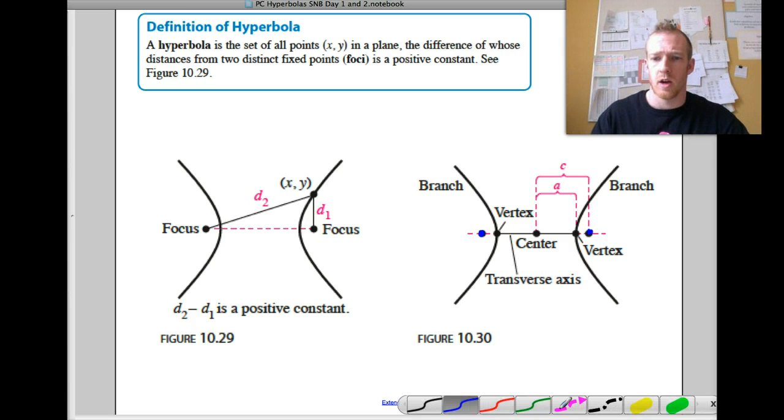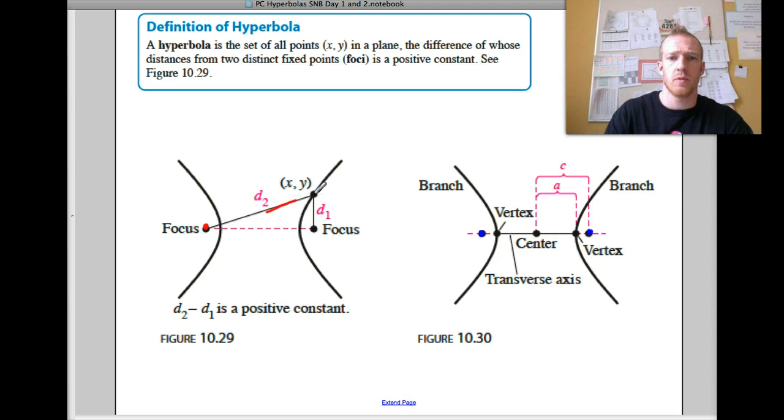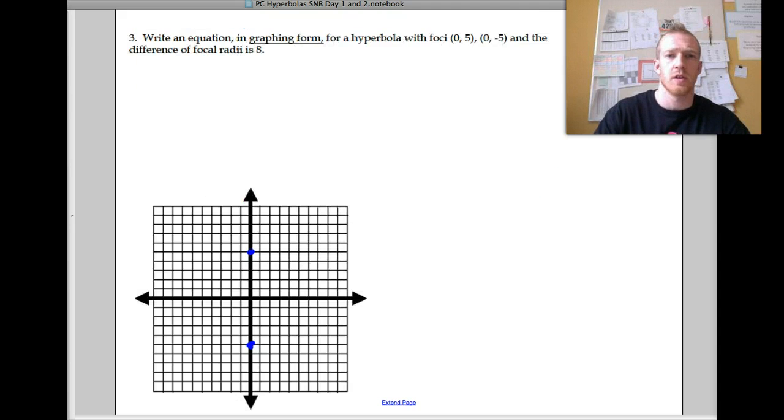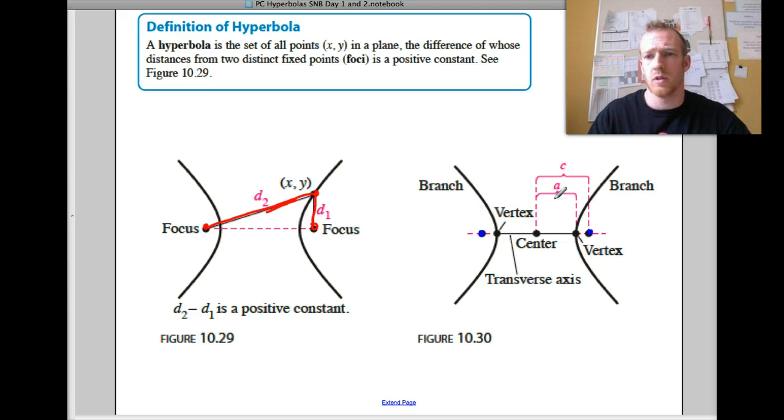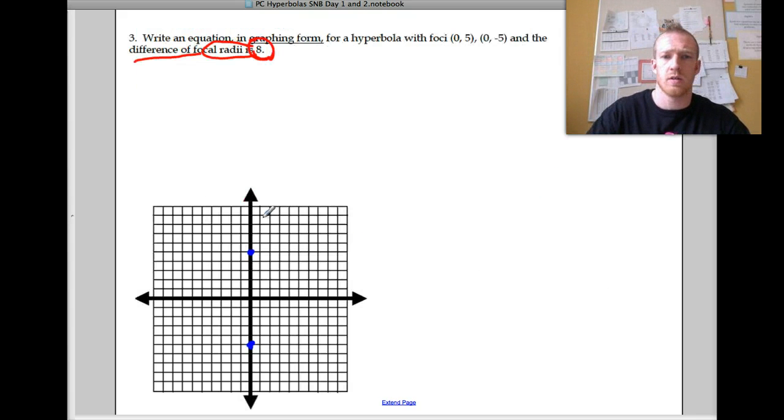And we also know that this relationship is true. Starting at one focus, picking any point along your graph, and then going to the other focus, when I subtract these two, it always equals a number. And in this case, it equals an 8. That's what we mean by the difference of the focal radii is 8. So we want to get an equation that involves that 8, and then c is the distance from the center to the vertex. So they tell us, we know that here, from the center to the vertex is 5.